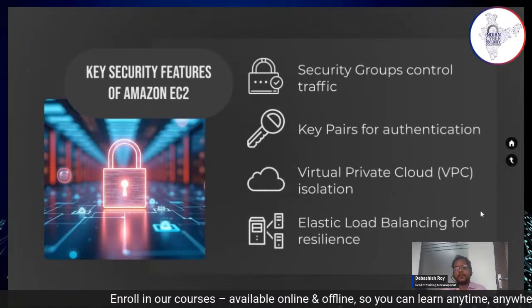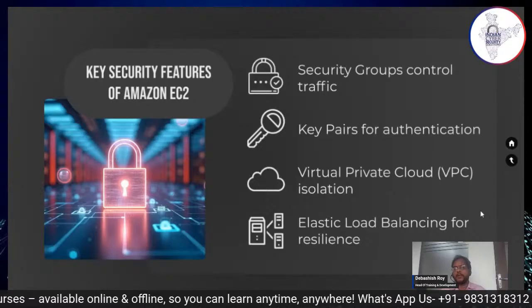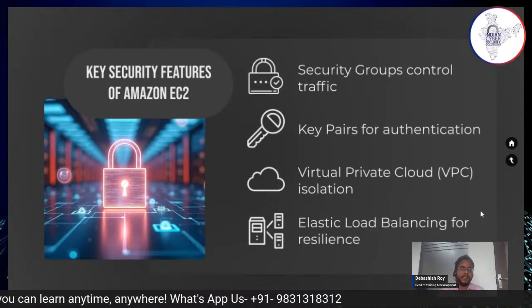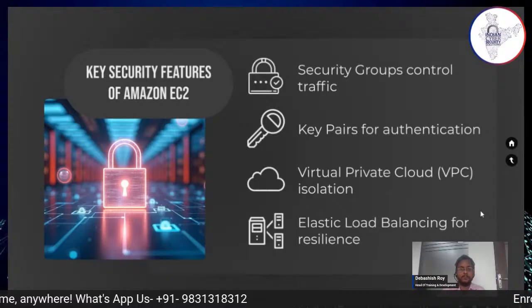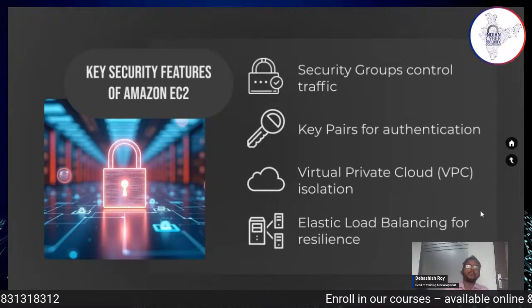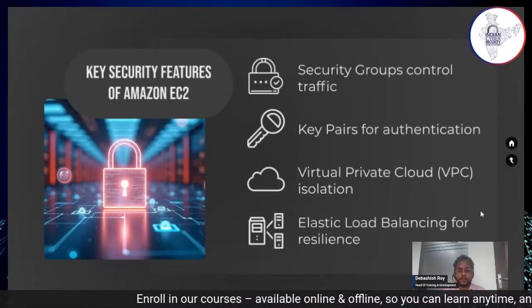Then what are the key security features of Amazon EC2? First of all, security groups control traffic. So you have to maintain the security groups or the network ACL, NACL, and that is very important. That is a firewall rule that you have to make, so that outside attacks cannot get in, and there should be authorized access to the EC2.